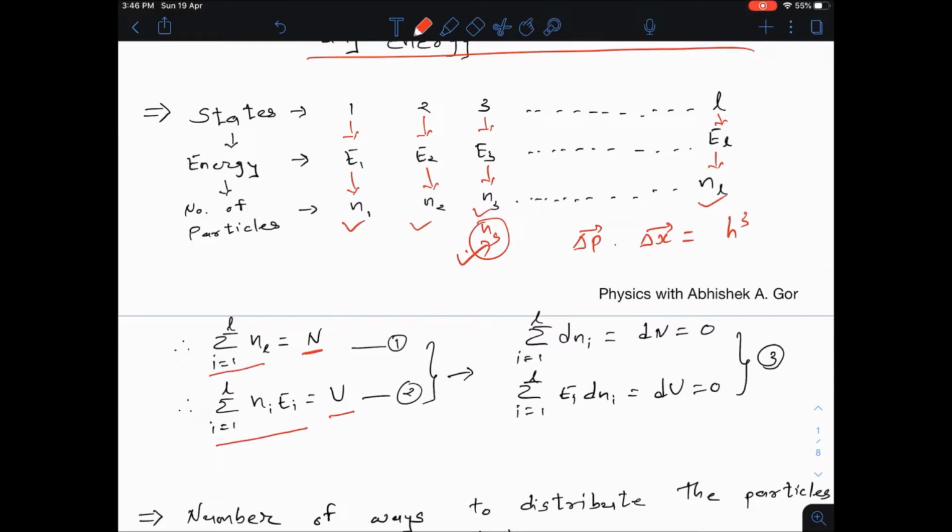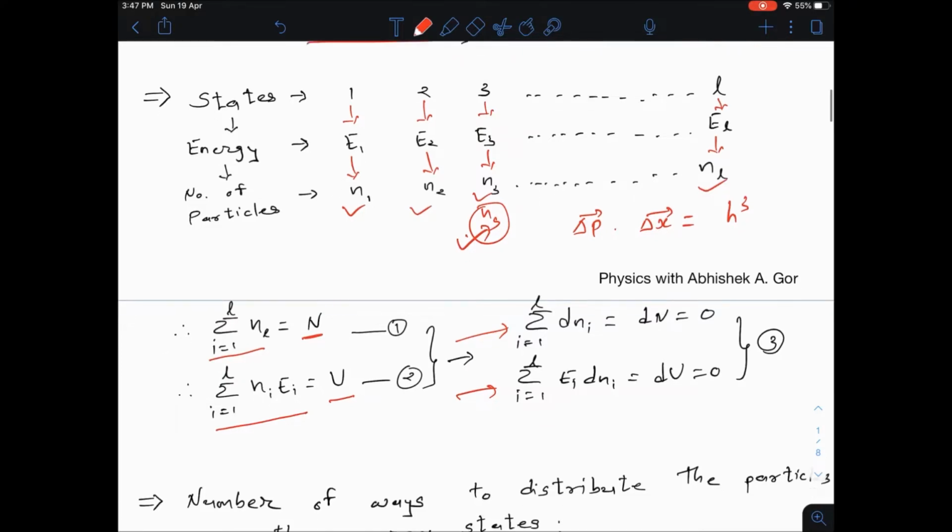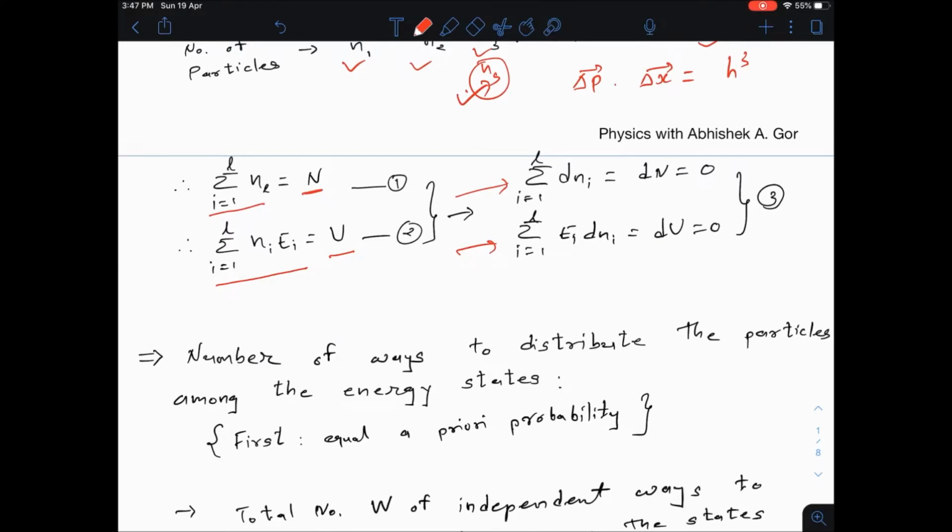and further the energy levels Ei all remain unchanged, they do not change, right? So their differentials: summation from i equal to 1 to L of dNi is equal to dN equal to 0, because they are conserved, they do not change. Similarly, dU is also equal to 0. Is it clear? Okay.